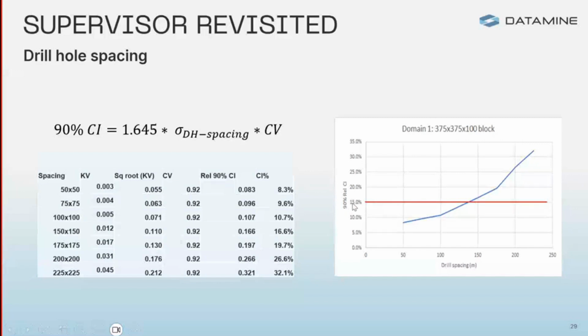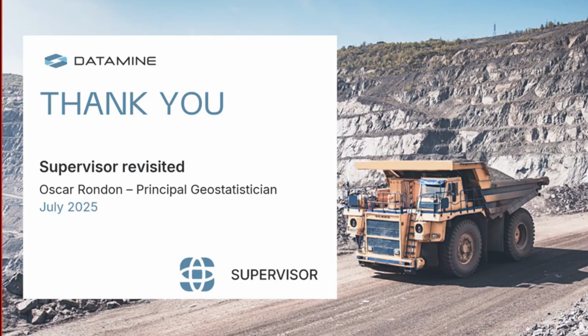So as I say, the component is not specifically designed to use the criteria, but using a big block, we can compute the kriging variance with different drill spacings, and we can do this manually outside of Supervisor to get the graph. And I guess that's it.